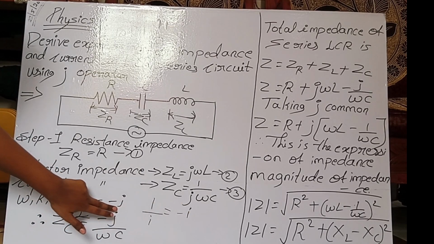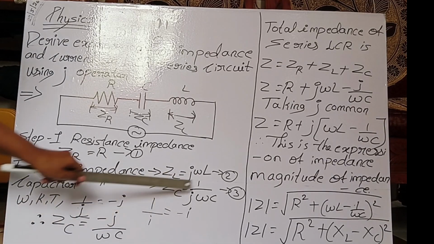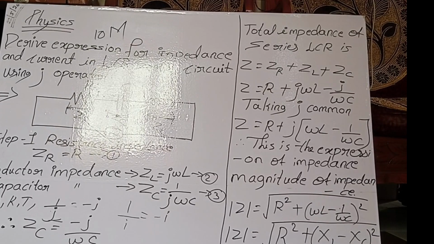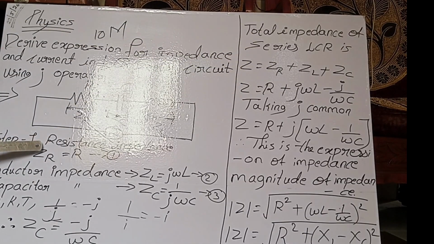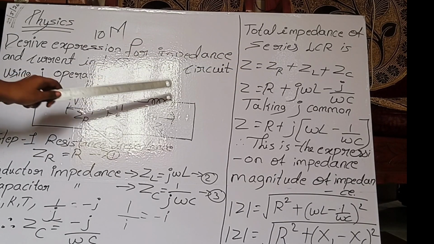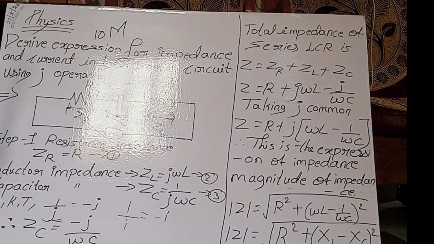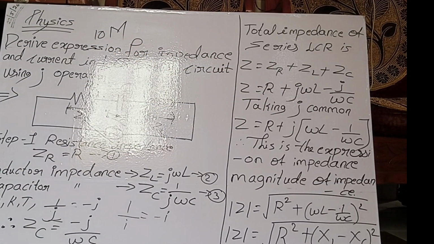Next, in our third equation, let's put 1 by J value as minus J. The expression will therefore be ZC equal to minus J divided by omega into C. Next, the total impedance of a series LCR is Z equal to the sum of the resistance, capacitor and inductor impedances, that is ZR plus ZL plus ZC. Already we derived the expressions for ZR, ZL and ZC, so write all of them in the total impedance.